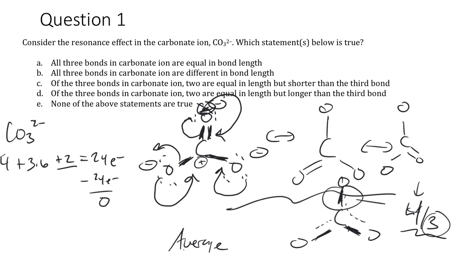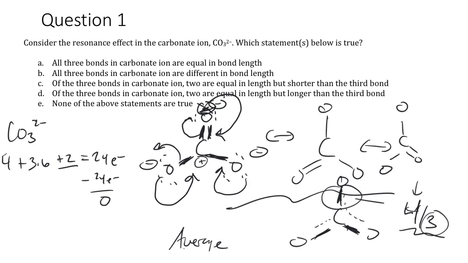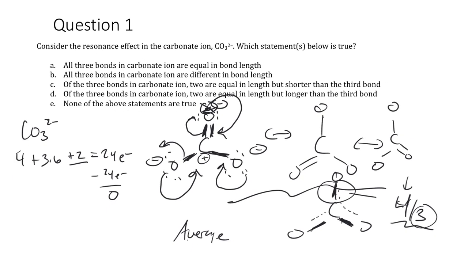And so the idea here is that all the bonds in carbonate are going to be equal in length. Okay, so all the bonds in carbonate are equal in length. Now, bond length's a complicated property, but generally speaking, you would expect this to probably be a little bit shorter than an ordinary carbon-oxygen single bond and probably a little bit longer than an ordinary carbon-oxygen double bond.